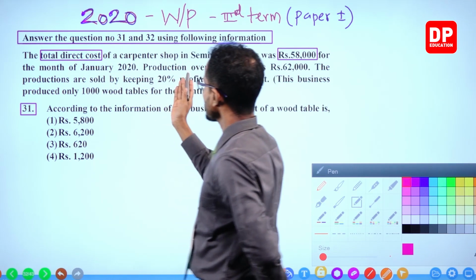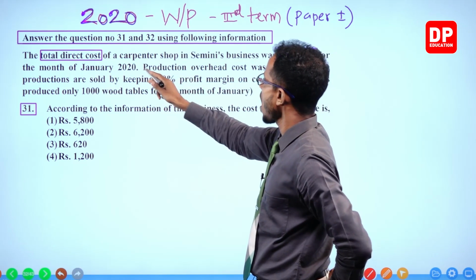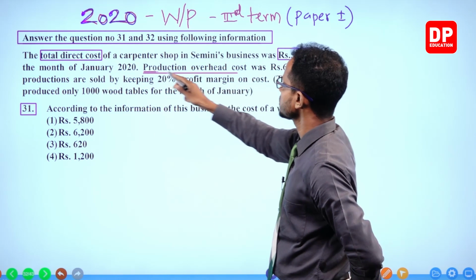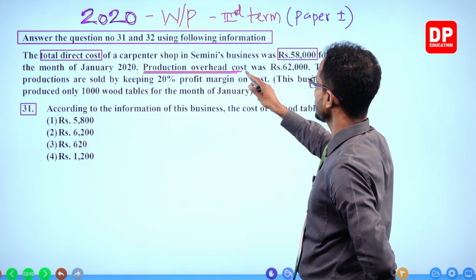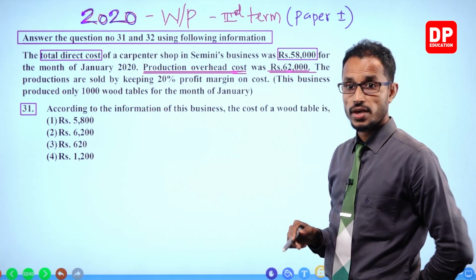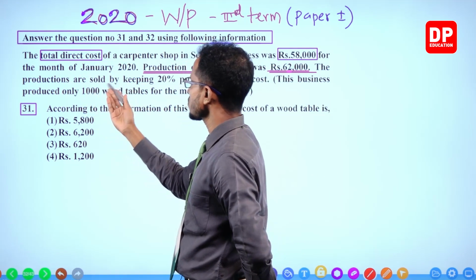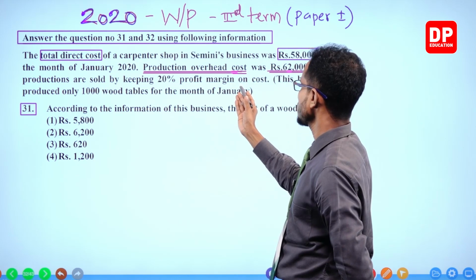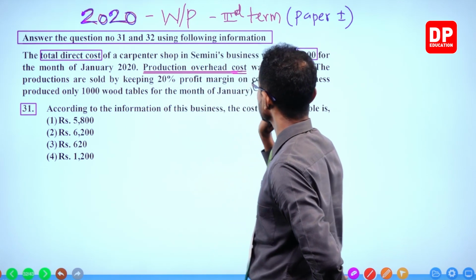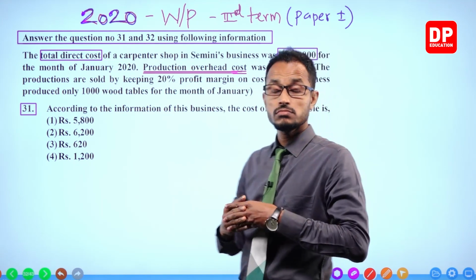Month of January. Production overhead cost was 62,000. Okay, that is the overhead cost. The productions are sold by keeping 20% profit margin on cost. This business produced only 1,000 wood tables for the month of January. So this business has produced only 1,000 wooden tables.